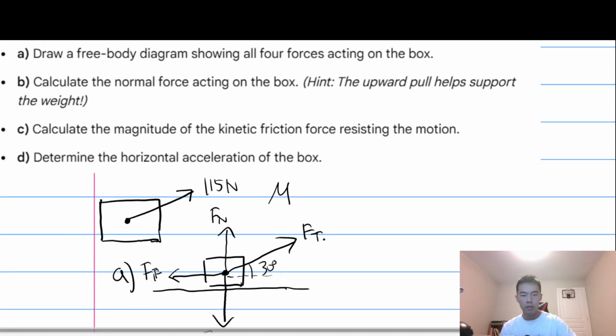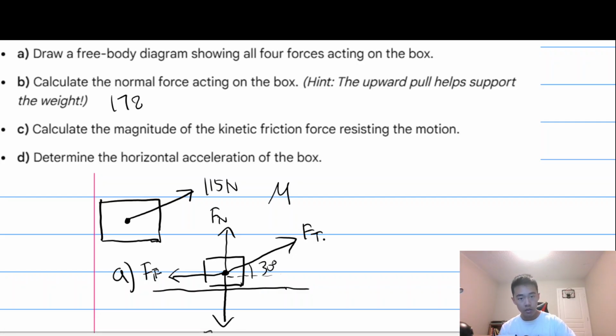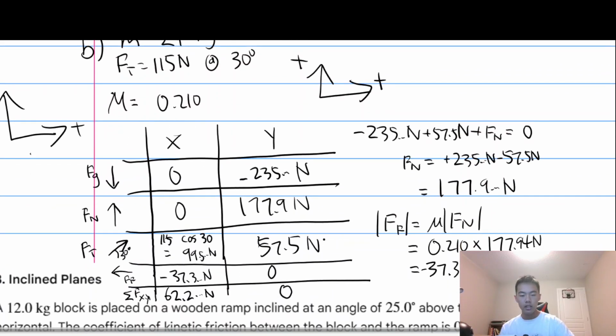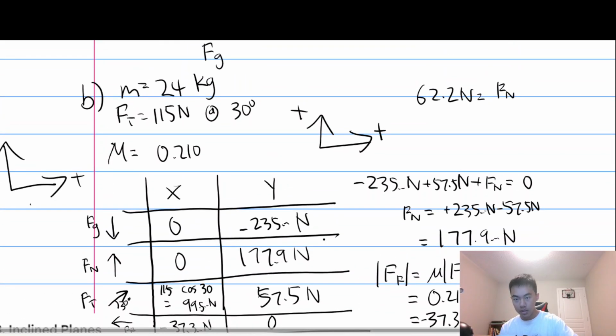Great. So we have solved everything else. We already found the normal force, which is 177.9. So that's actually just 178 newtons. And the kinetic friction force we found was 37.4 newtons in magnitude. And the horizontal acceleration, well, we found the net force, right? And that was 62.2 newtons. Our net force.